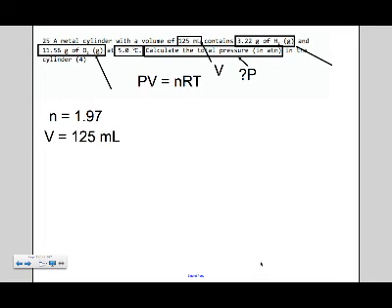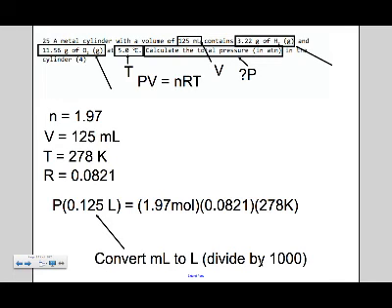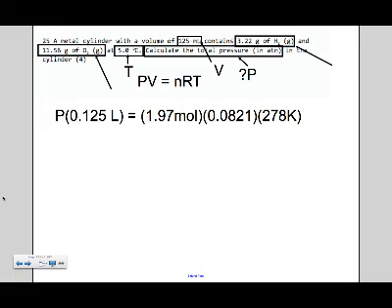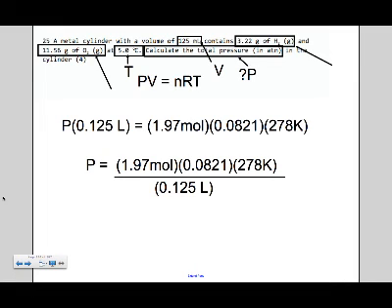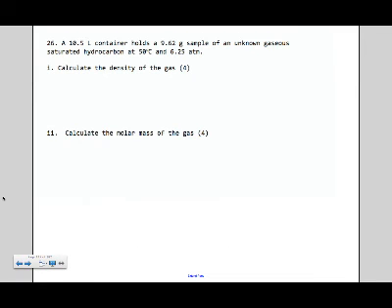So now let's go back to the top. We've got pressure that we're trying to find this time again. We've got a volume of 125. We've got a temperature of 5 Celsius, which is 278 Kelvin. Always convert to Kelvin first. And this time we're going to use 0.0821 for R because the question wants it in atmospheres. So plug in all those numbers. I'm converting to liters because that's what the calculation needs to be in for the ideal gas law, so just divide by 1,000 and you get 0.125 liters. Put all that in there, divide by 0.125, and you get 360 atmospheres, a very, very high pressure.